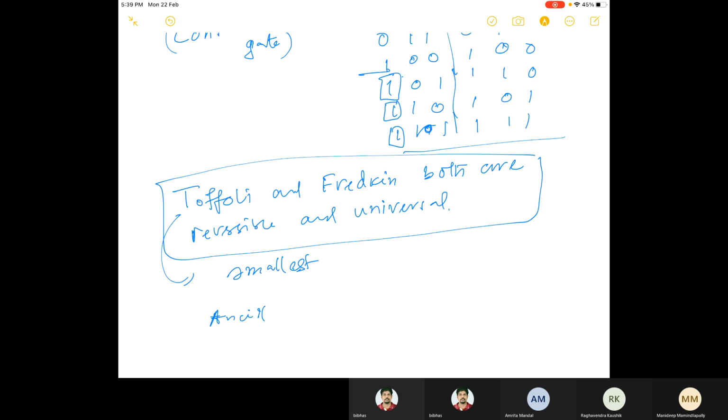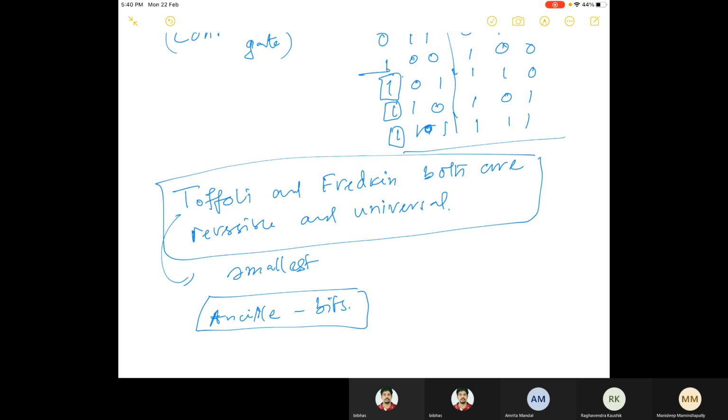So this is the answer to what you asked. Ancillary, I think this is the spelling, double L, ancillary bits. So you have to use some ancillary bits. I'm not going into details of that. We'll do it in quantum. We'll see a lot of algorithms where people will use some ancillary qubits.